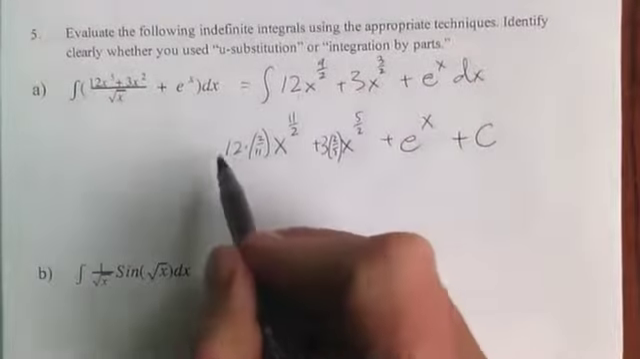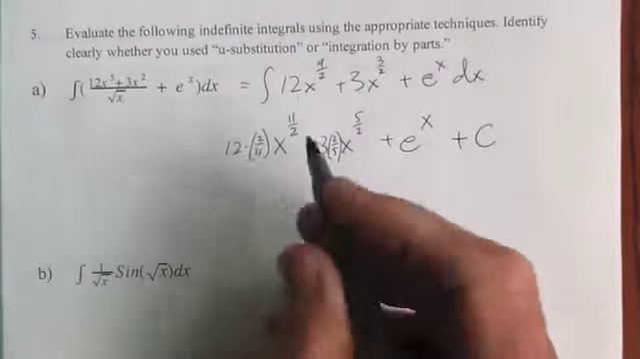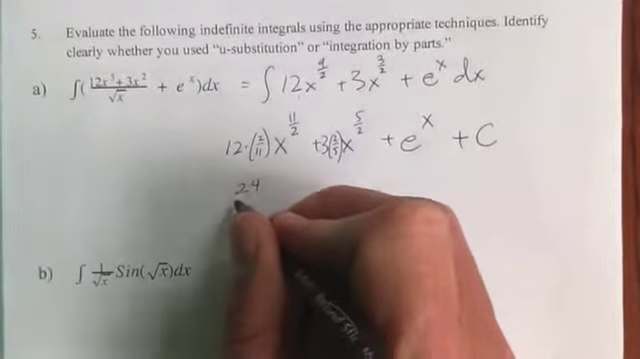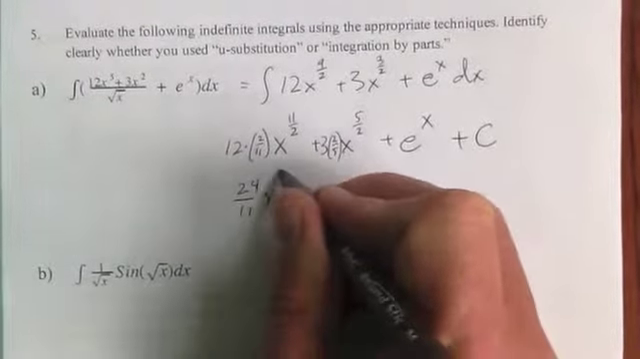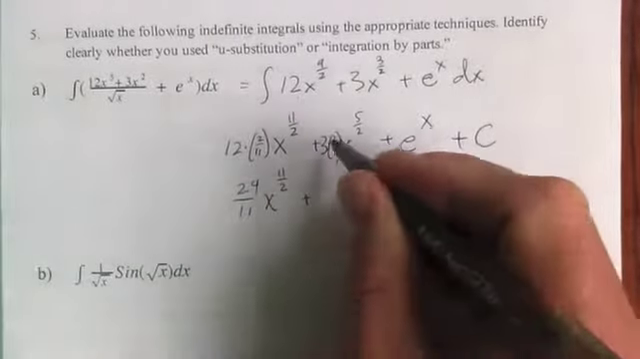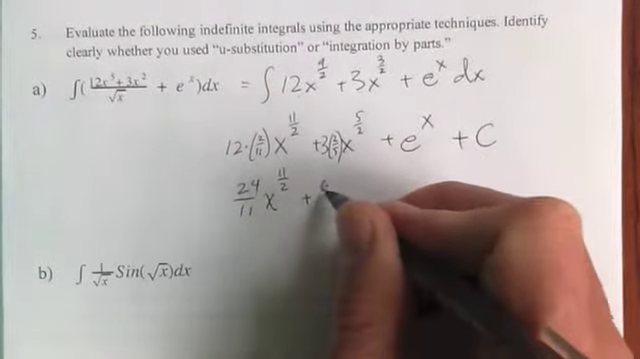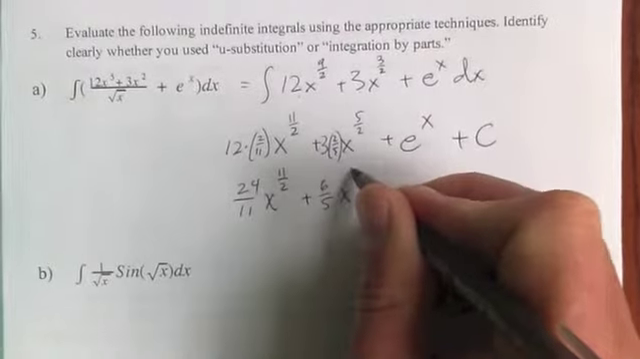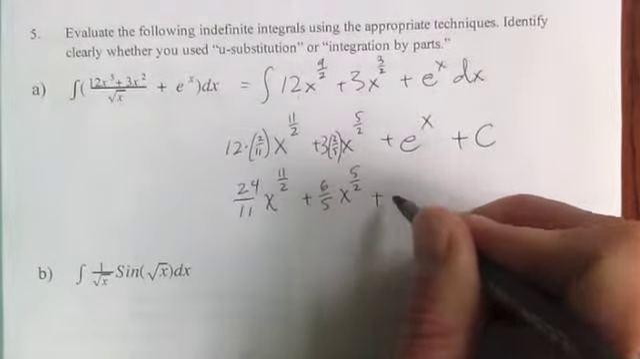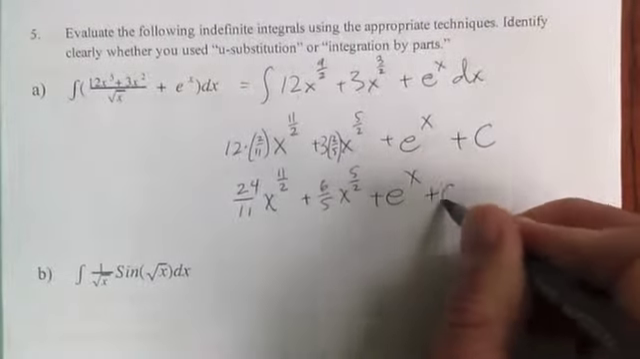All right, so now I can clean this up. 12 times 2 is 24/11, x to the 11/2, plus this is going to be 6/5, x to the 5/2, plus e to the x plus c. All right.